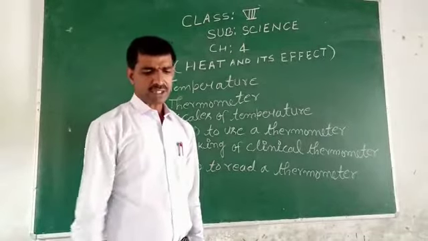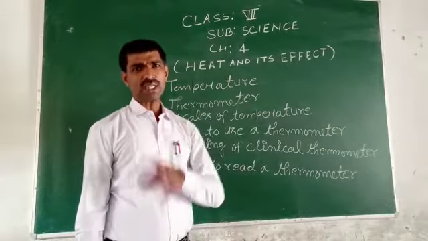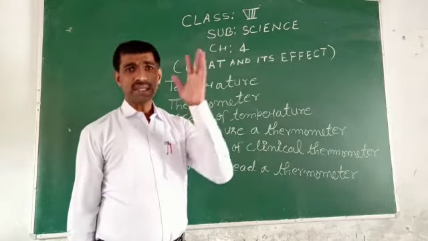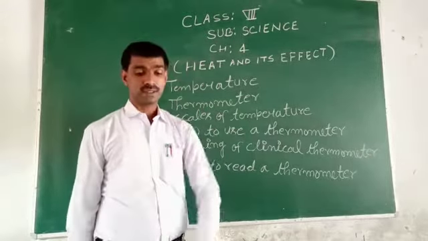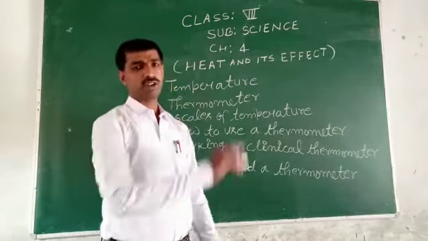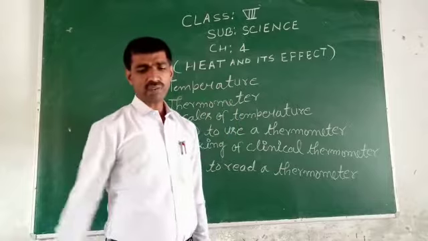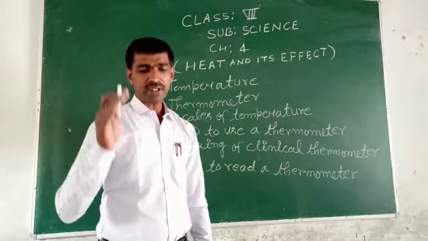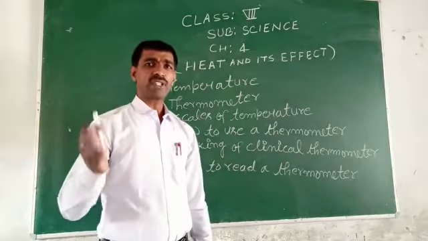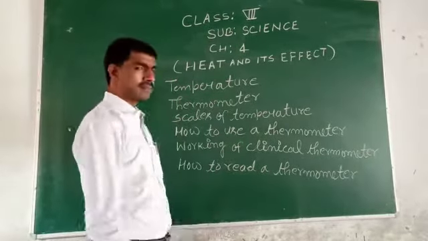But a more accurate method is needed to measure how hot the person's body or how hot a thing is. So we can say that temperature is the degree of hotness or coldness of an object. How is temperature measured? Temperature is measured with a thermometer. So this is my explanation about temperature.